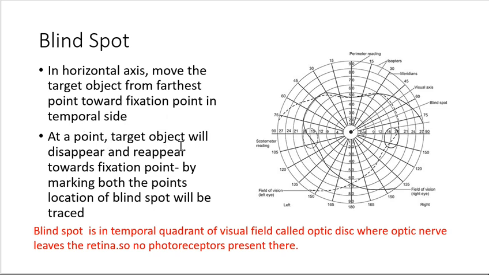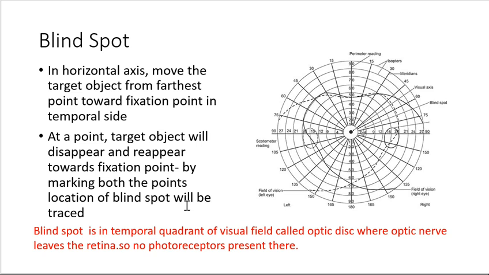At a point, the target object will disappear and reappear toward the fixation point. This corresponds to the blind spot. At a point there will be blurring of that object, so the target object will disappear and reappear. By marking both points, we can locate the blind spot.